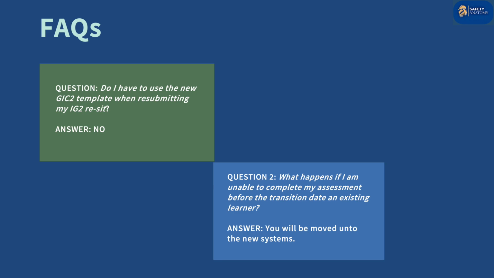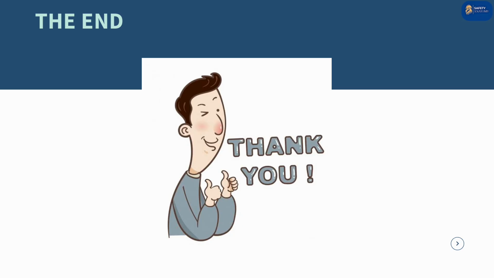Question 2. What happens if I am unable to complete my assessment before the transition date as an existing learner? The answer is you will be moved on to the new system. So if you are already in the process, but you are not able to complete the assessment before the transition date, then we have to move you to the new syllabus.